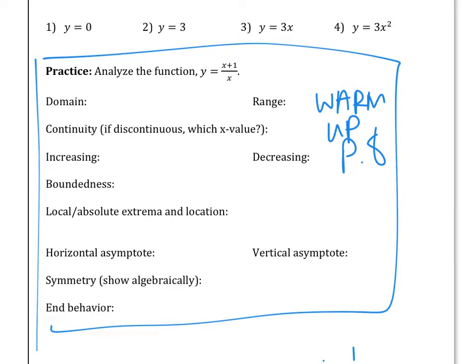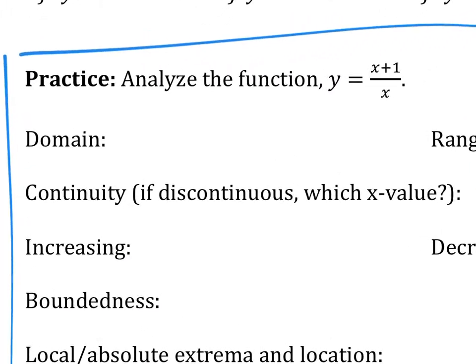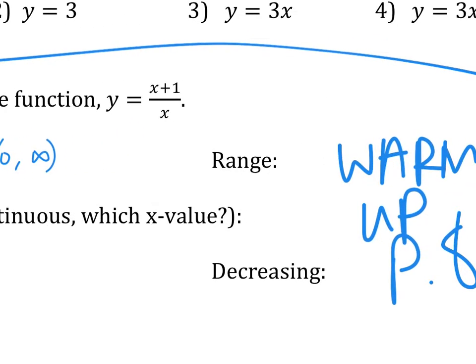All right, let's try this. Let's start with Caleb. What is the domain? Negative infinity to 0 and then 0 to positive infinity. Do we put bracket or parentheses on 0? Parentheses. Okay, Amelia, what is the range?